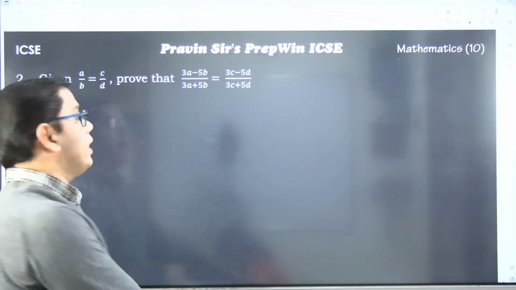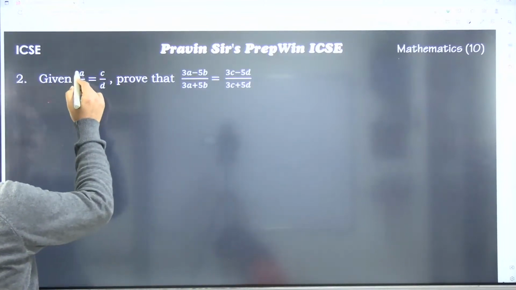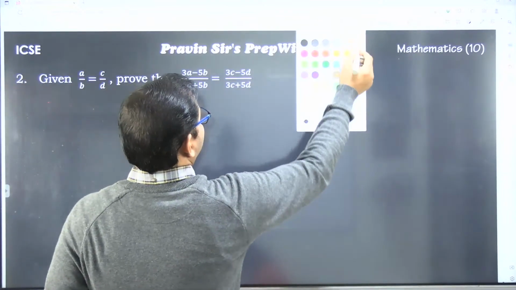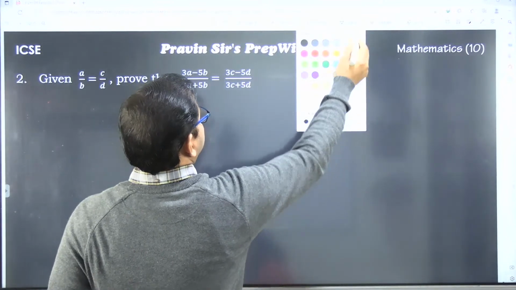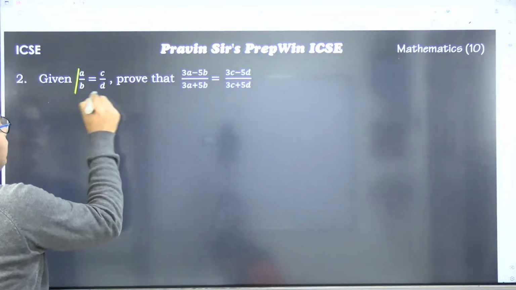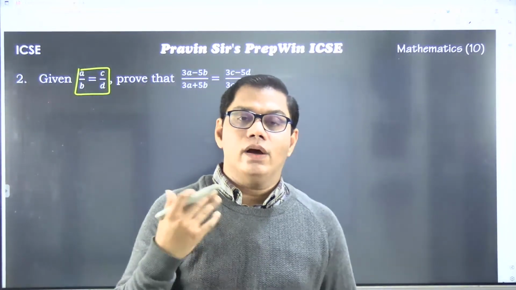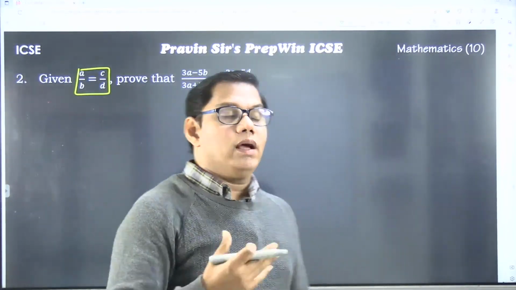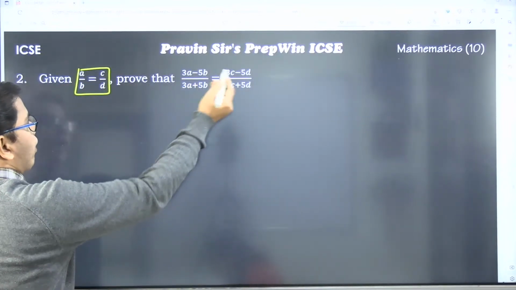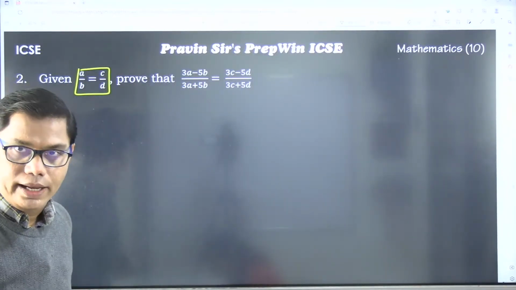See, this is another easy question. Again, the given condition is the same: a by b is equal to c by d. Here you don't have to find or evaluate a value. Instead, you have to show LHS is equal to RHS.